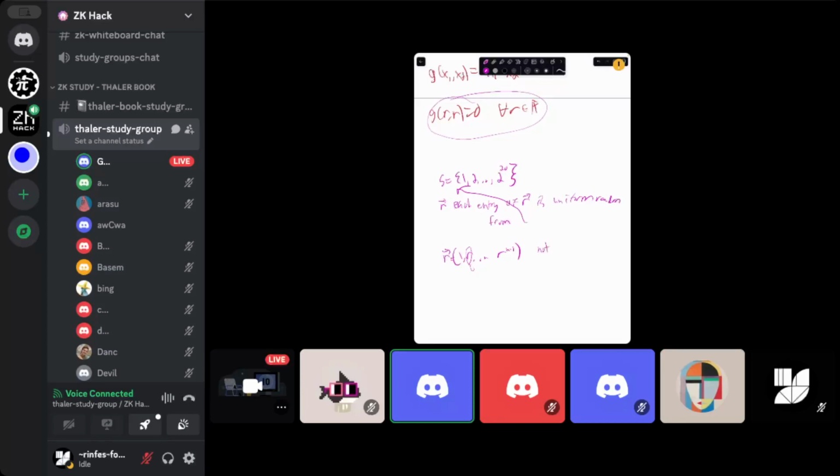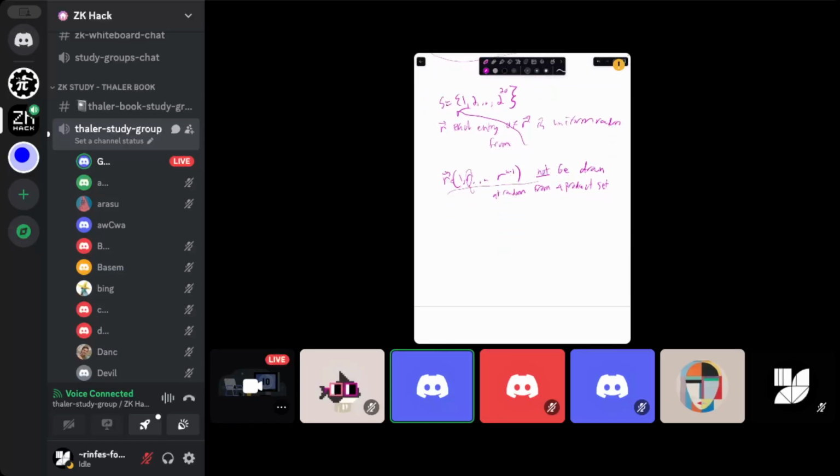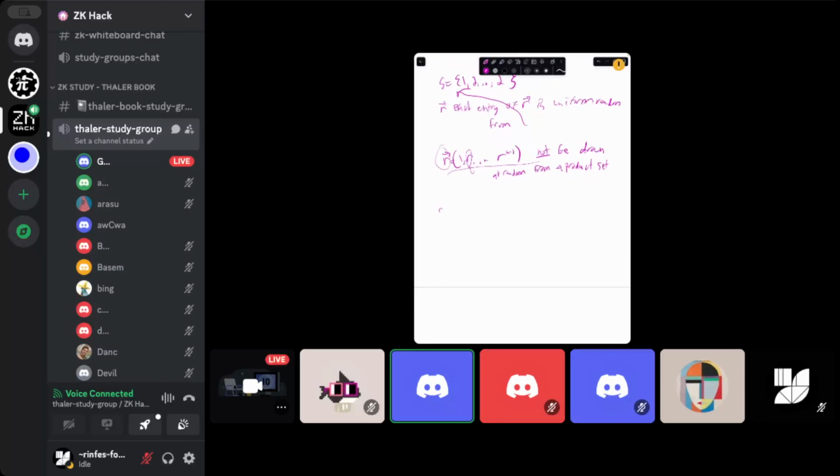So this would not be drawn at random from a product set. And I think you also would have a complete failure of Schwartz-Zippel if you chose R in this way. I think you just have, let's say, G of XY is, well, let's do it with XY, like is one, let's say even 1 minus Y, right?